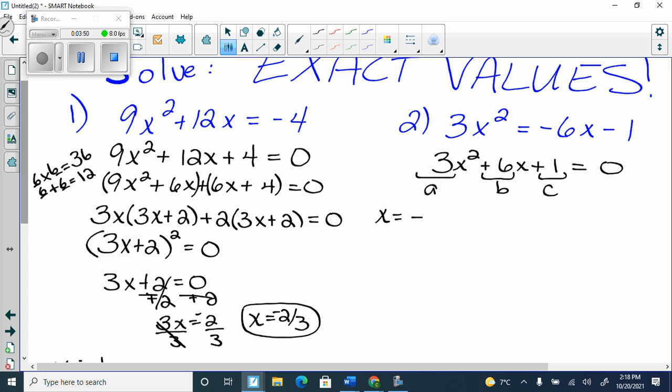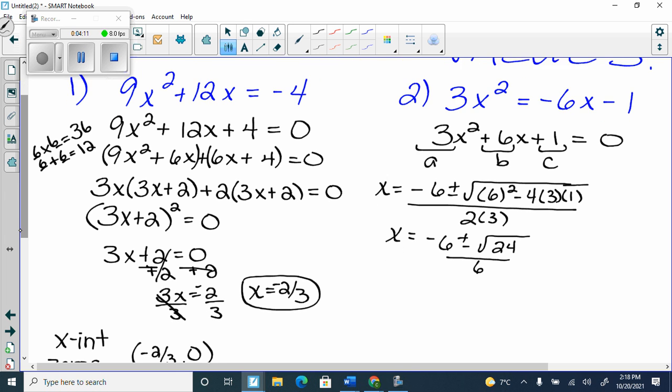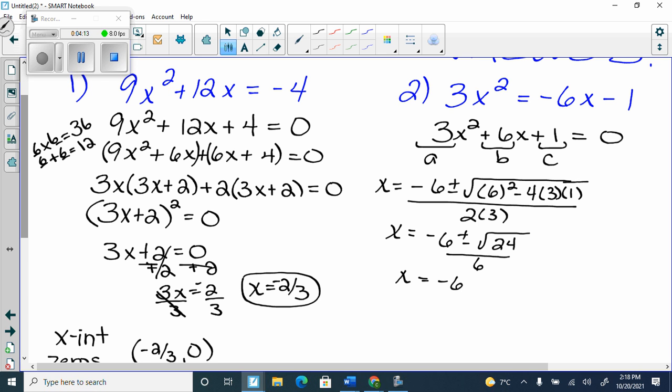X equals negative B, which is 6, plus or minus the square root of 6 squared minus 4 times 3 times 1, all over 2 times 3. So x equals negative 6 plus or minus 36 minus 12, which is 24, over 6. What can 24 break down into? 4 and 6. The 4 comes out and it's a 2. So I'm going to get plus or minus 2 root 6 over 6.